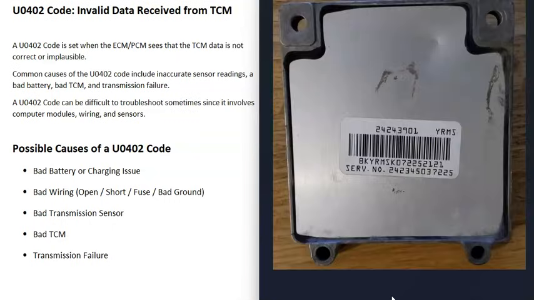And one thing to note about a U0402 code is it can be kind of difficult to troubleshoot sometimes. If you check all the basic things and it doesn't fix the problem, then it can get kind of difficult since you could be dealing with computer control modules and wiring and possibly sensors and things like this. So just keep in mind that this can be kind of difficult to troubleshoot sometimes.